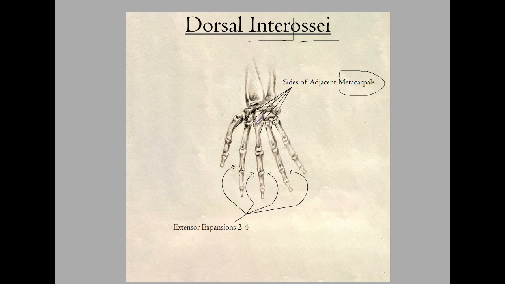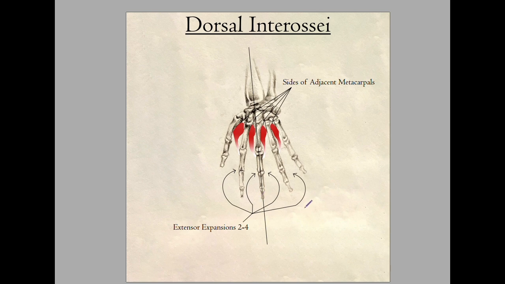Then there's going to be another dorsal interossei belly that's going to be between the second one and the third one, and then another one between the third one and the fourth one. And then where do they go from there? They run up to insert onto the extensor expansions of digits 2 through 4. What does that look like? It looks like this, okay?